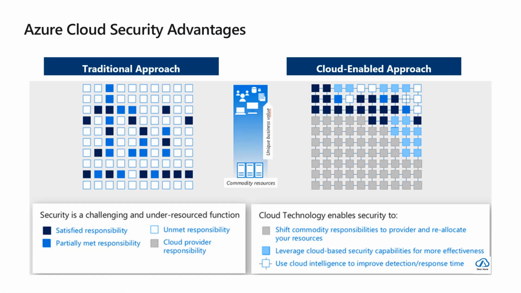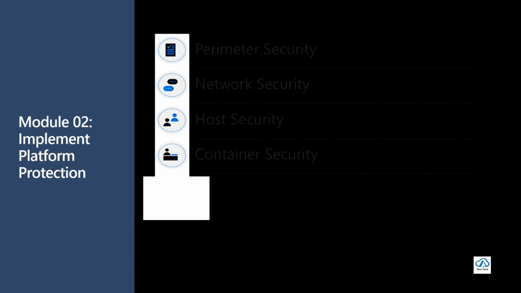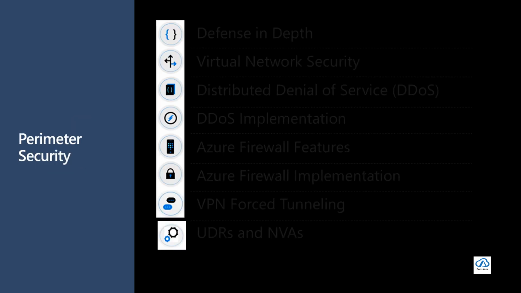Okay, this is the cloud security advantage which I was talking about. In the traditional approach, security was kind of challenging, and in the cloud-enabled approach, it is much easier. Now let's talk about implementing platform-based protection. We'll talk about perimeter security and how exactly these things function. Okay, now just give me a minute here.